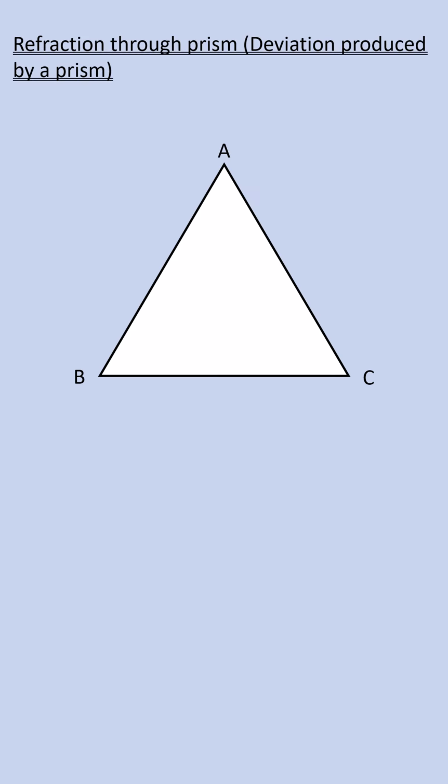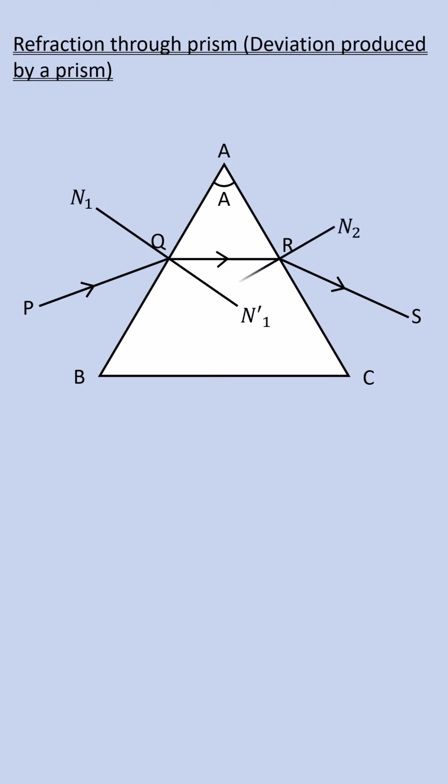We have a prism ABC of angle A. The angle of prism is A. The ray of light enters the prism as shown, gets refracted, and emerges from the prism as shown. At Q and R, we draw two normals. N1 and N2 are the normals at the points Q and R.